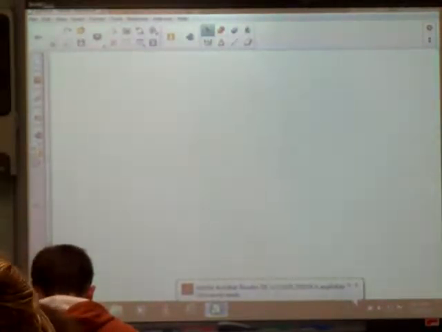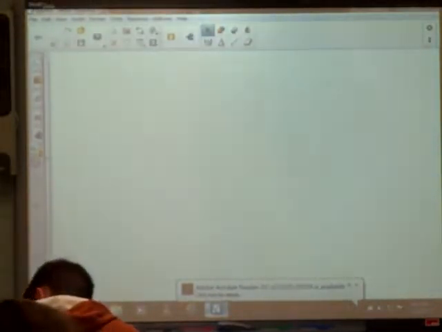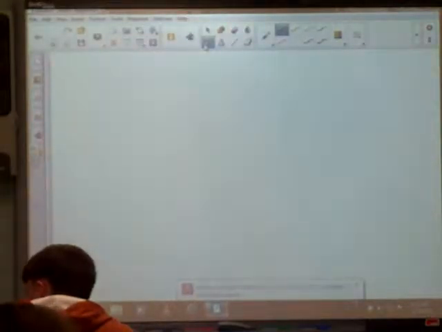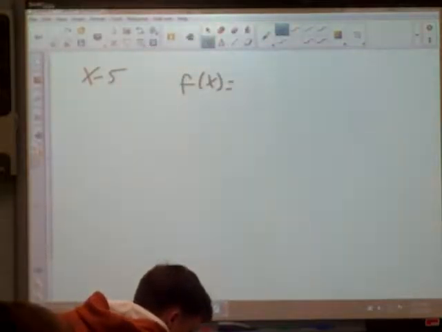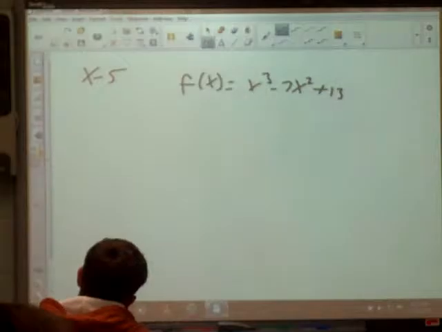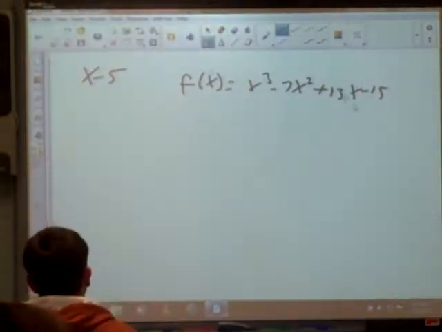Alright, this is still using the synthetic division that we talked about yesterday, so it'll be pretty easy. Just going to have some different types of questions. The last stuff that we end with gets a little bit lengthy. But this question reads: is x minus 5 a factor of f of x equals x cubed minus 7x squared plus 13x minus 15?